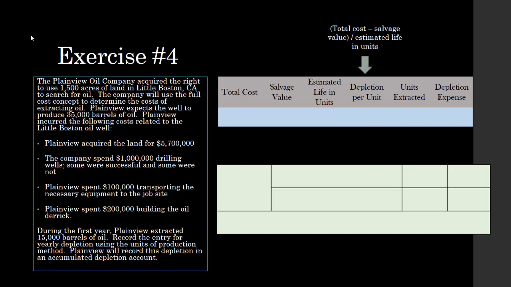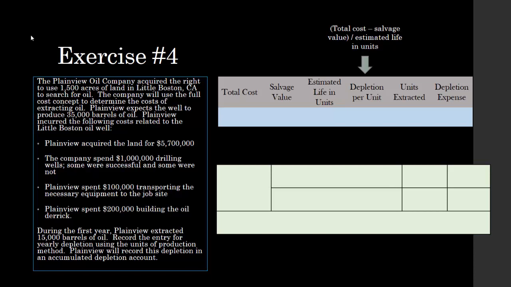They're going to use the full cost concept to determine the cost of extracting oil, and that means that they get to include the cost of all of their failures. No one digs for oil once and finds exactly what they're looking for. They're going to fail a few times. Well, that's a necessary cost of getting a well that actually produces oil. So under the full cost concept, they get to include the cost of all of their unsuccessful attempts.